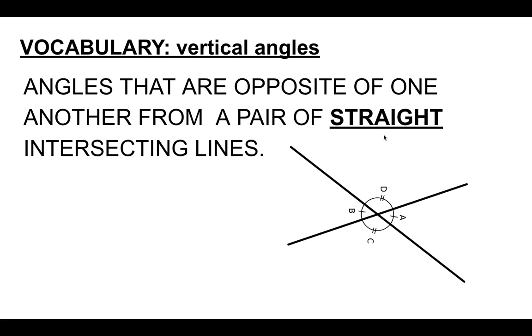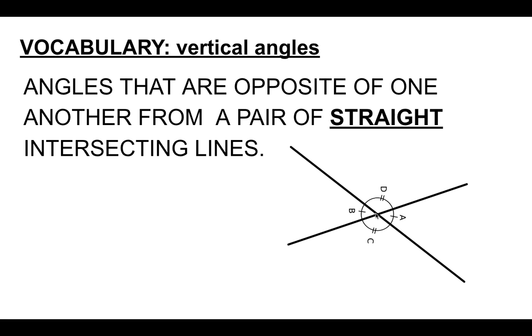Okay, so the first vocab term we're going to talk about is vertical angles. These are angles that are opposite of one another from a pair of straight intersecting lines. Notice that these two lines are very specifically straight, and they all share that vertex point here where the two lines intersect. If we look, that means angle A and angle B are going to be congruent, or equal, to one another. And then angle C and angle D are going to be congruent and equal to each other because they're opposite from each other, sharing that vertex.